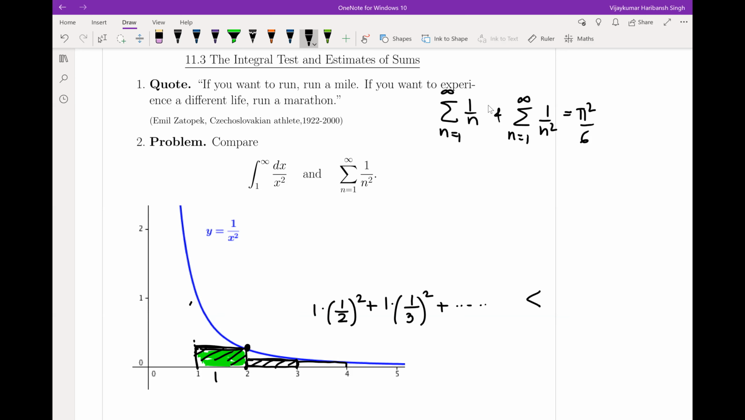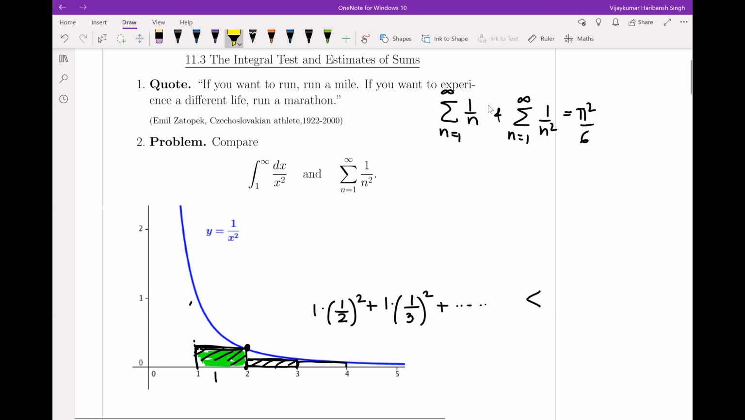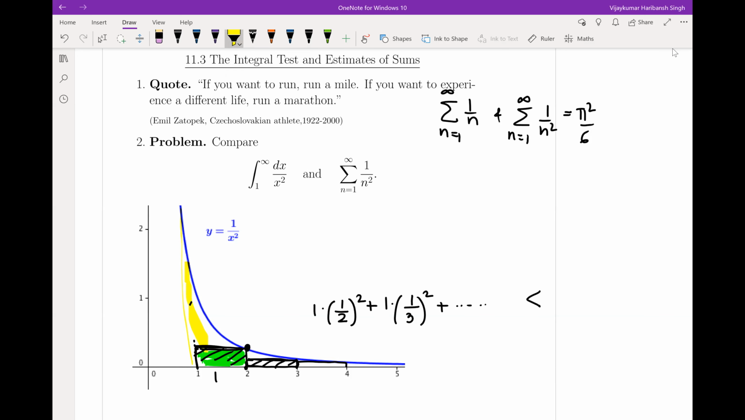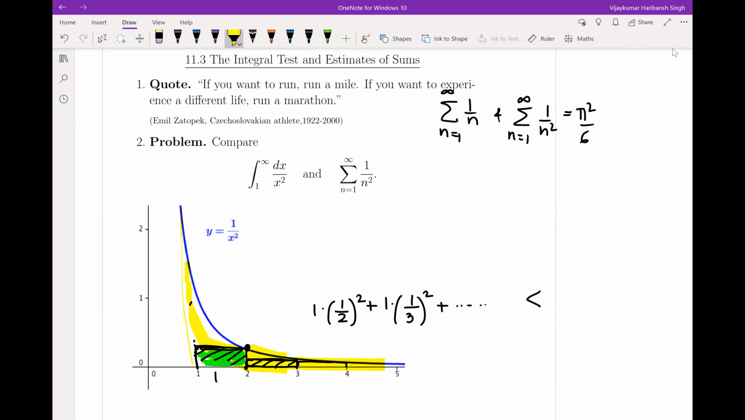This is going to be less than the actual area, which is given by the area below this curve, right? So the area below this curve is this whole area. And clearly this area is bigger than the area of the sum of the rectangles, right? So what we have is that this area is less than the integral from 1 to infinity of 1 by x square dx.